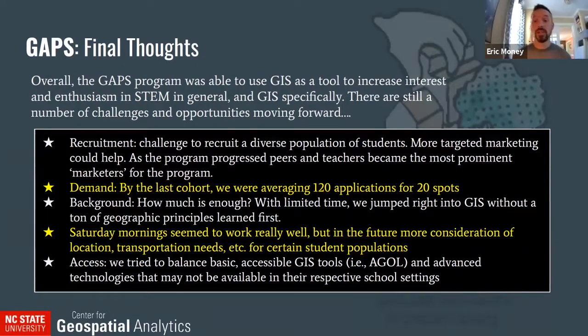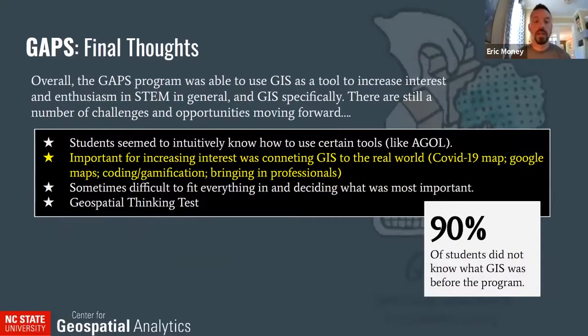We did find that there was lots of demand. By the last cohort, we were averaging 120 applications for 20 spots. We always struggled with how much was enough. We had limited time. We weren't sure how much background in geography and those kinds of things we needed to do versus jumping right into GIS. We also had to juggle access and tools. And so ultimately, 90% of students that were coming into the program had no idea what GIS was. And I think we ultimately were able to change their minds on that.